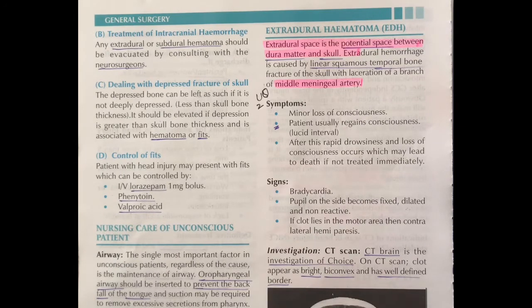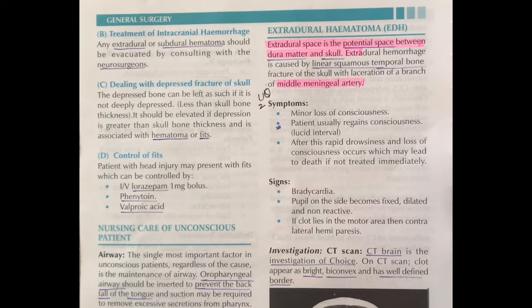After this, with rapid drowsiness, the patient may lose consciousness again, and if this condition remains untreated, the patient will lead on towards death. What will a doctor see in the patient? When observing his vitals, his pulse, he will see a decrease in the pulse rate, that is bradycardia. When checking the reflexes of the patient, he will observe that the pupils on both sides are fixed, dilated, and non-reactive to light.